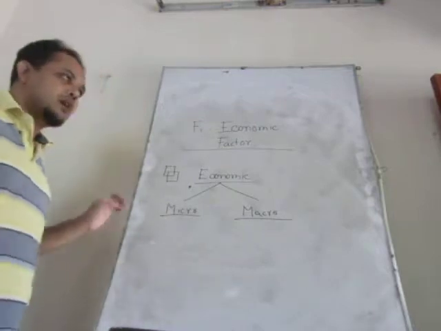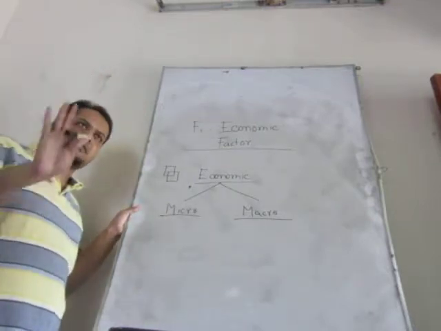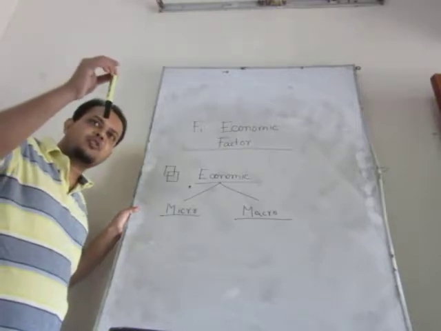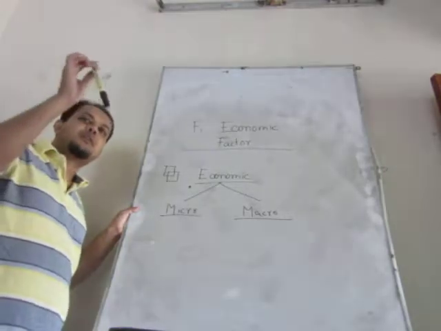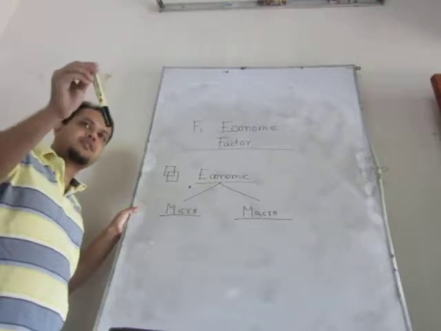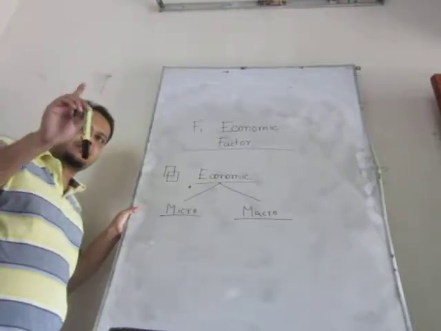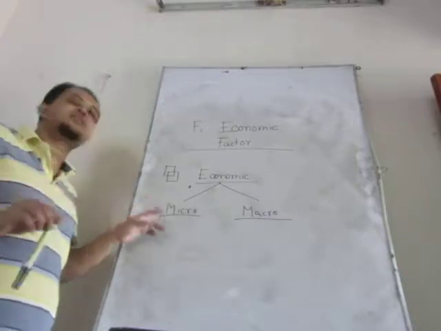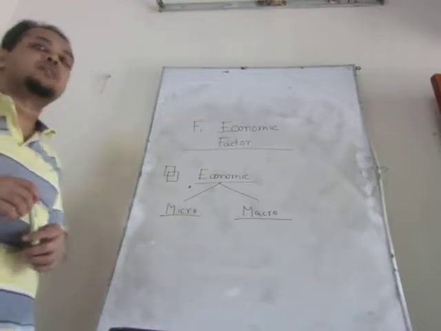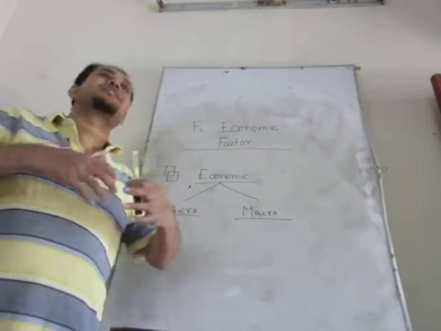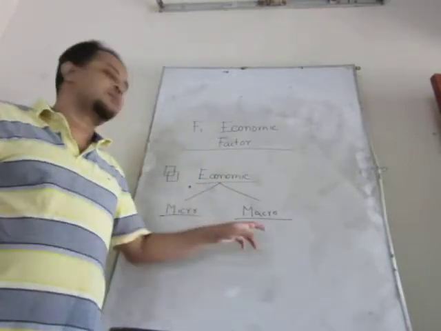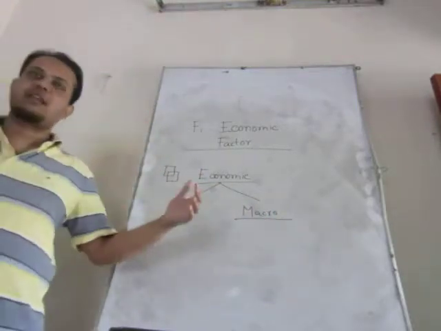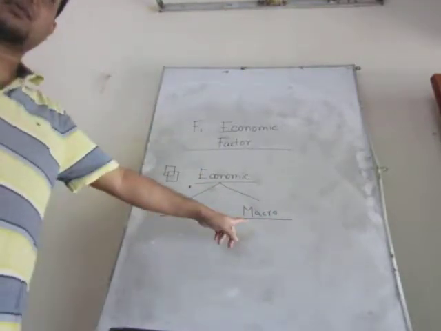Aggregate level means, just take an example. Suppose you are dealing with the demand of a specific kind of pen, or demand of, just like this kind of whiteboard marker. That means you are taking a decision about one individual segment. That is micro. But when you are dealing with the demand of the customer for several kinds of goods, that is macro. So macro means when you are taking a decision at the aggregate level. Clear?